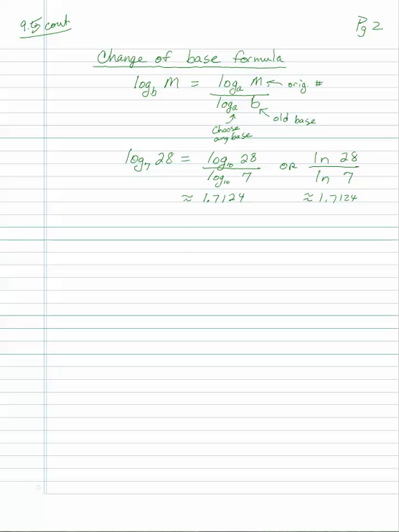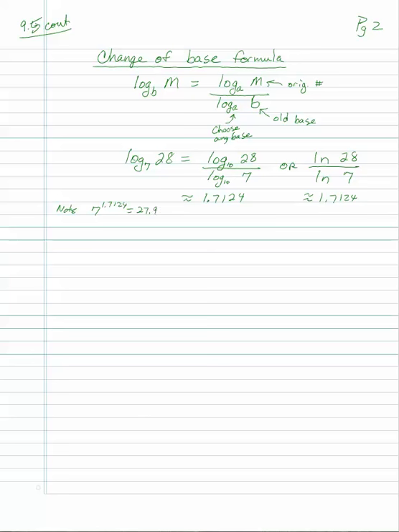And then just note that if you did 7 to the 1.7124, what should you get? I hope you say about 28, because remember we rounded. So 7 to the 1.7124 equals 27.9992.